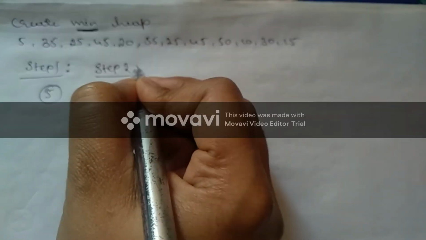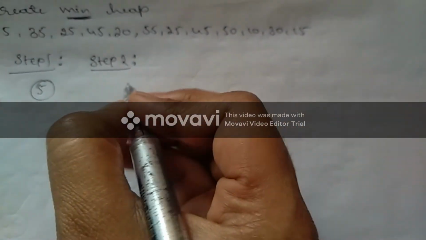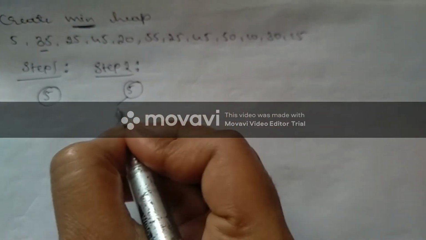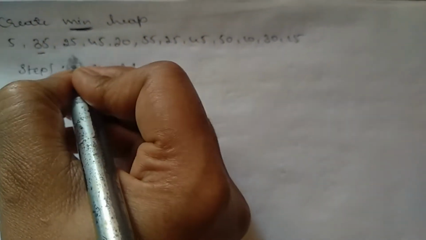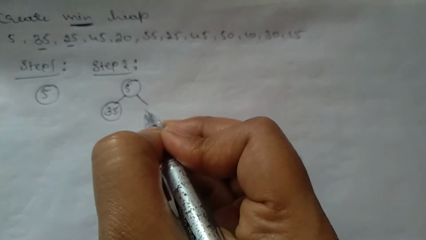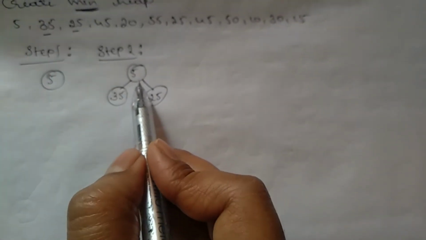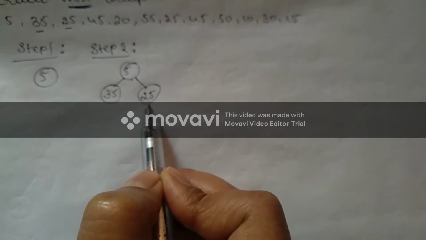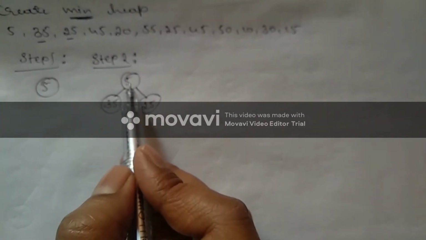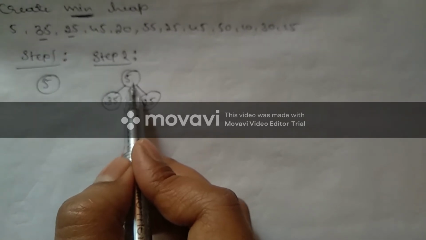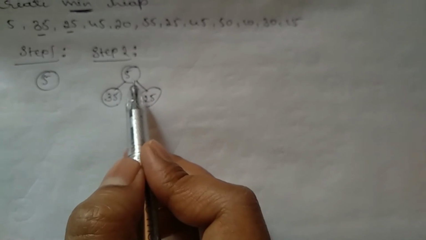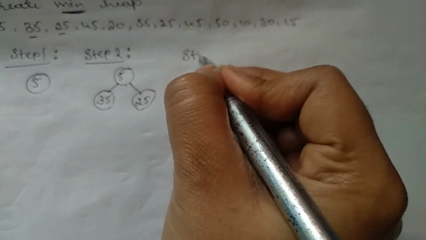Again, step 2. In step 2, what you have to do? 5. Then you have to take the next element, that is 35 towards left, and next element 25 towards right. Now you check. See here, 5 is the parent node, 35 and 25 are the children. So what is the condition here for min heap? Parent node should be minimum. Here 5 is minimum than 35 and 25. So no need to change anything. I'll go for step 3.